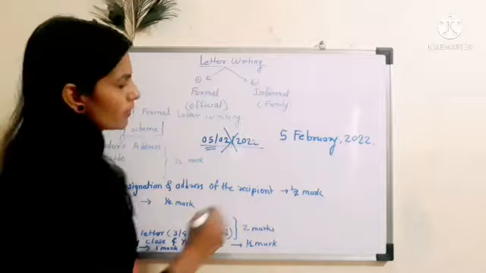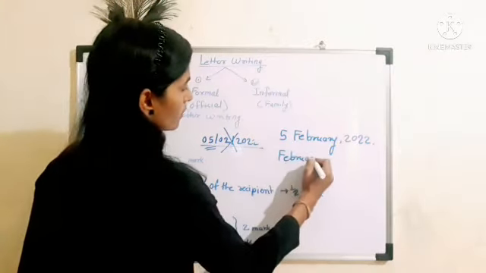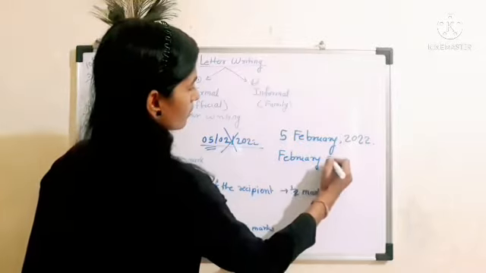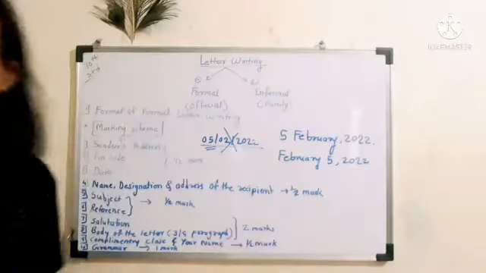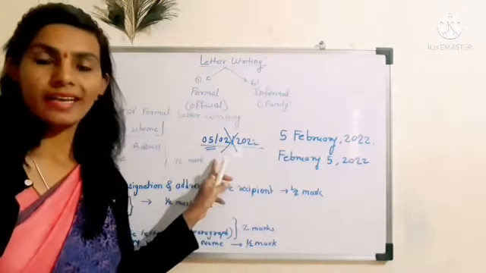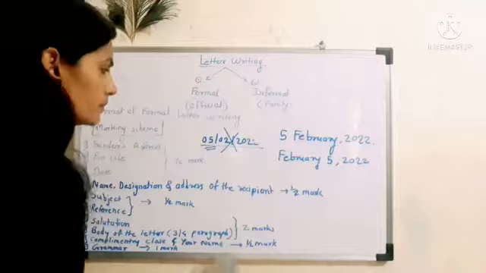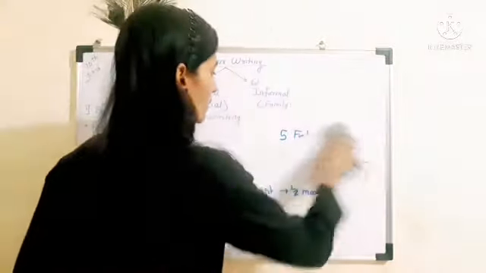Otherwise the second format I have here: February 5, 2022. These are the formats. So any one format you can use, okay? Don't use slashes or dots in between. That is the wrong format, okay? Only these two formats you can follow.